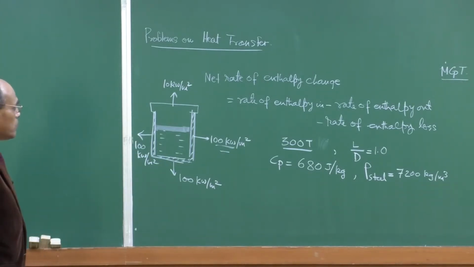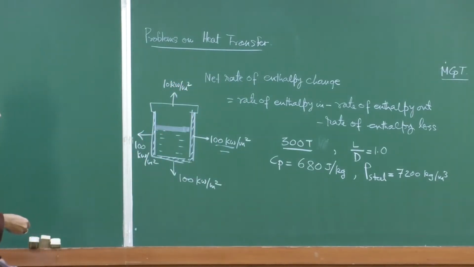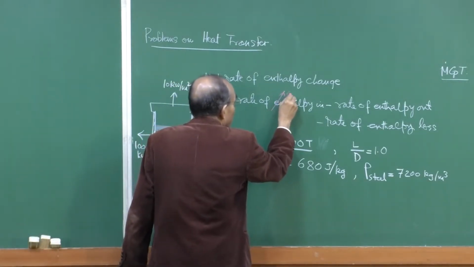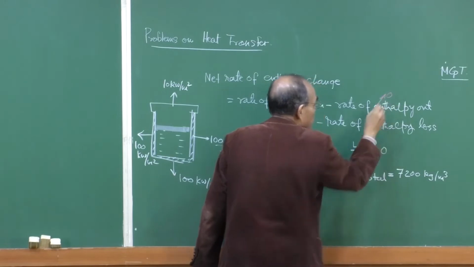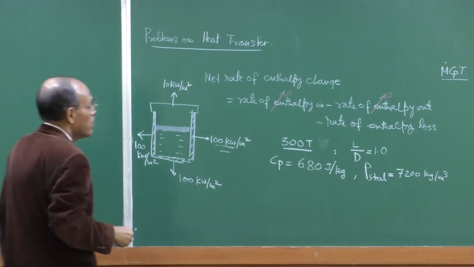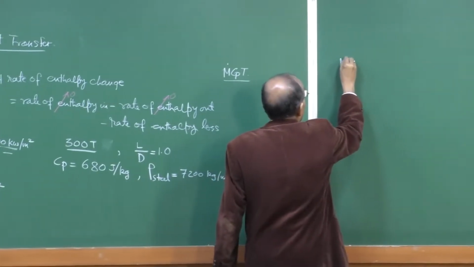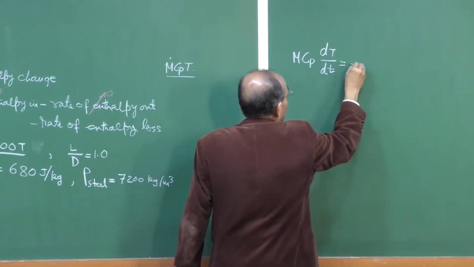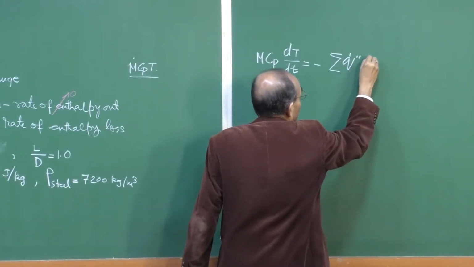Okay. Now, if we apply the principle here, net rate of enthalpy change is equal to rate of enthalpy in minus rate of enthalpy out. In this system there is no heat input, so this is 0. Similarly, there is no heat output, so this is equal to 0. So, the net rate of enthalpy change is equal to the rate of enthalpy loss, and this can be mathematically stated as m Cp dT/dt is equal to minus q dot times the corresponding area.